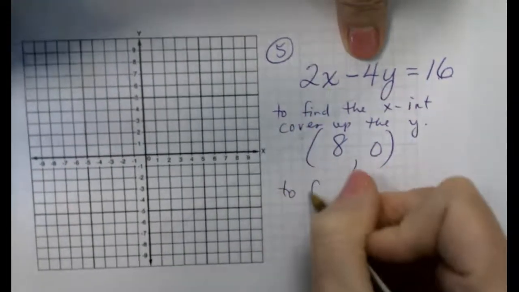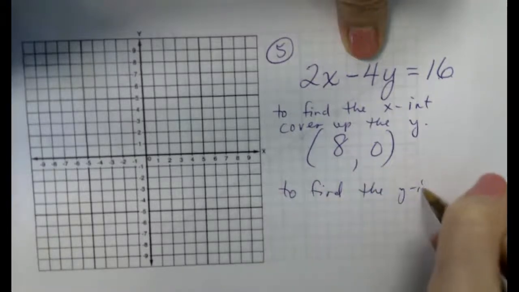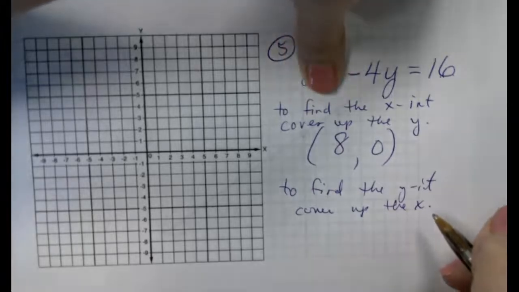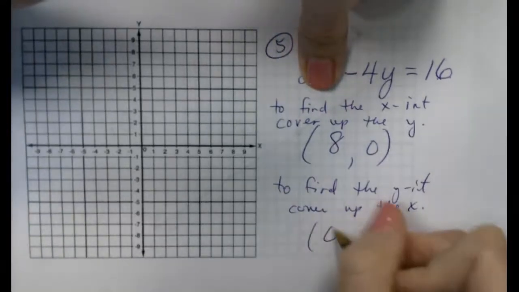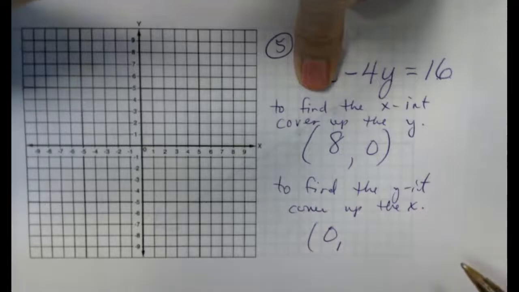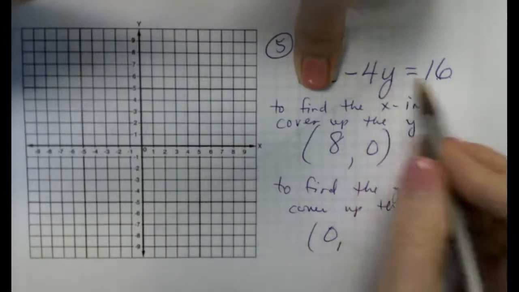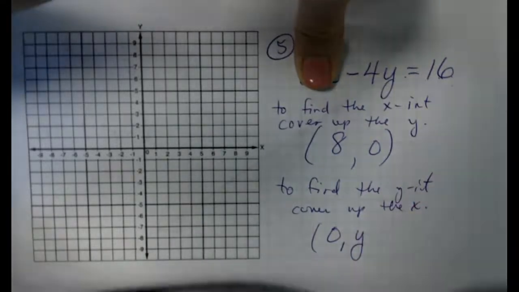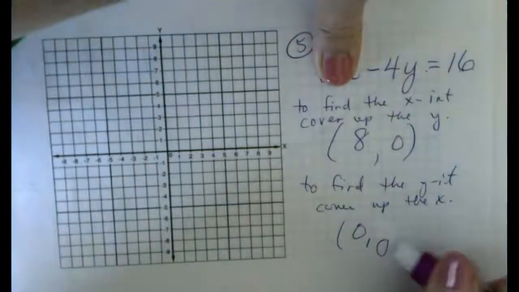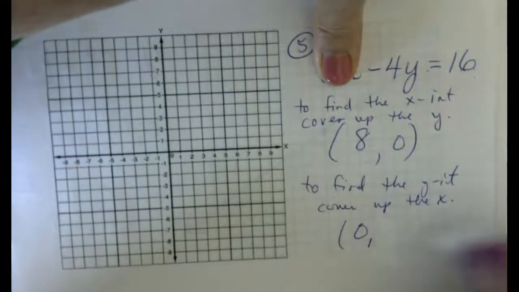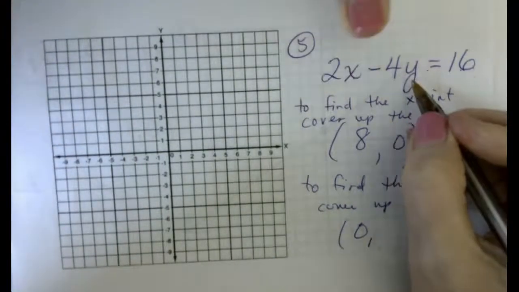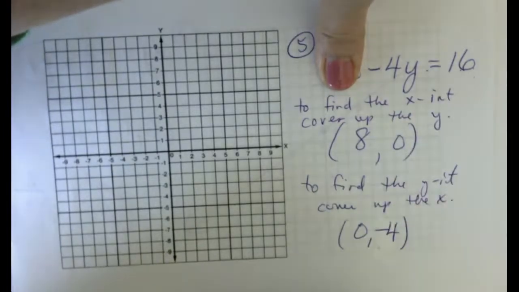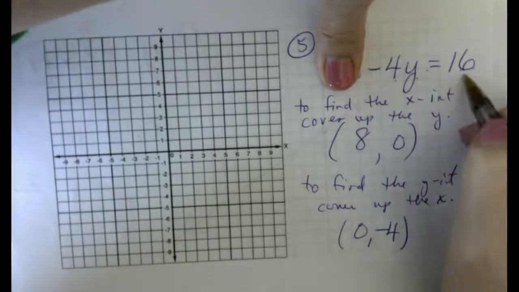All right, to find the y-intercept, cover up the x. Now we're covering up the x. Now remember, when we cover up the x, we're letting x equal 0. And if x equals 0, we have -4y equals 16. Divide by -4, divide by -4, y equals negative 4, because negative 4 times negative 4 equals the 16.